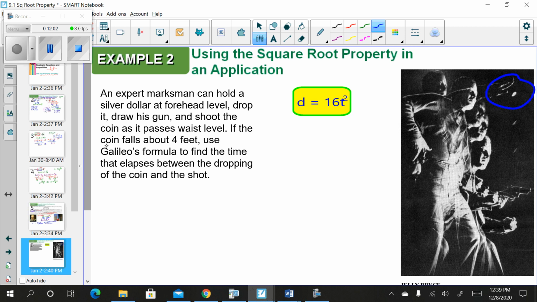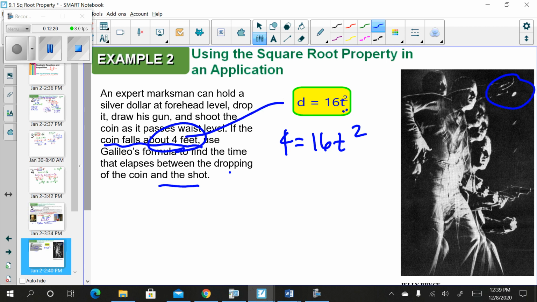So if the coin is falling, we'll say about 4 feet, from his height level and then dropping down, like holding it over his head and dropping it. How long between when he drops it and when the coin is shot? So we're looking for the time it takes to fall that 4 feet. This is kind of crazy when you think about what this speed is. So let's go ahead and do this solving and see what we come up with.